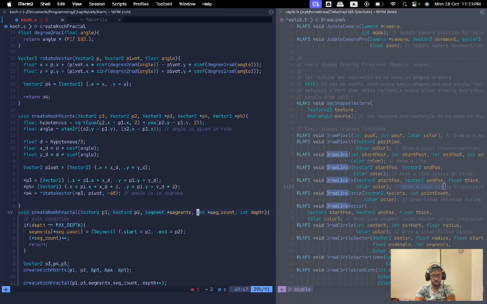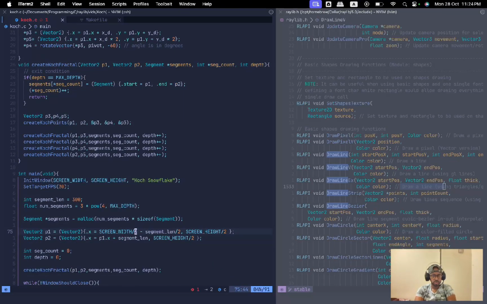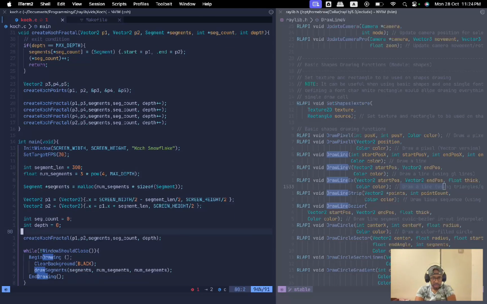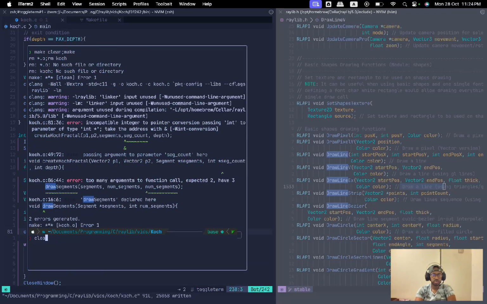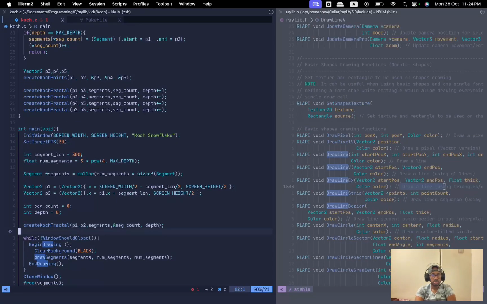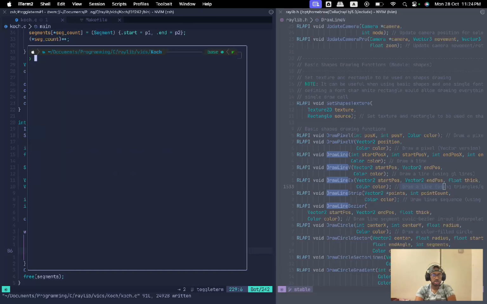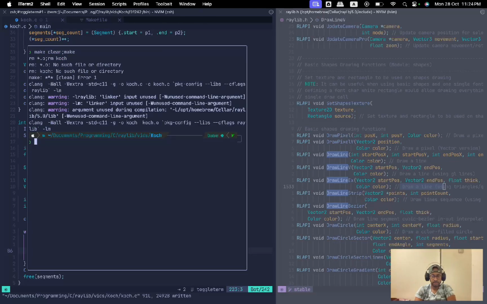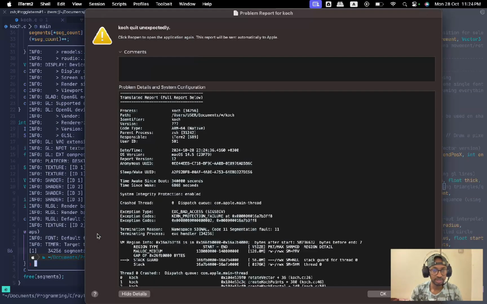This is a pointer, so I need to pass in the address. What I want to do is, in seg count, I need to pass the address of this function here. Okay, num segments, draw segments, etc. Let's try again one last time. Let's run it. Oops, so we have some memory error.